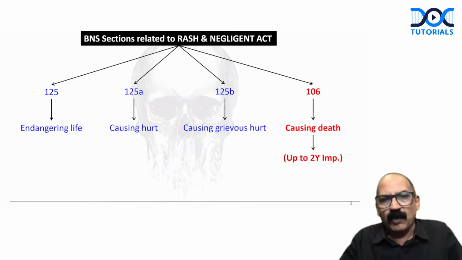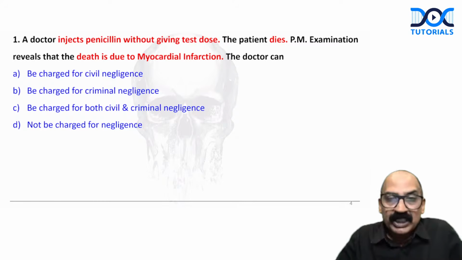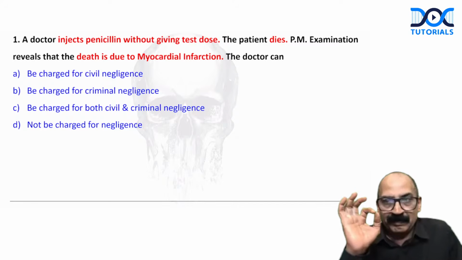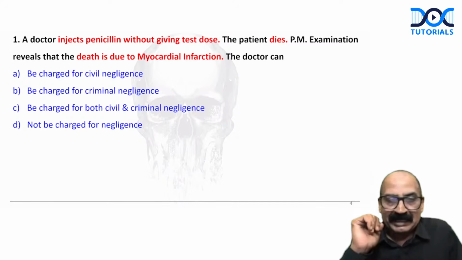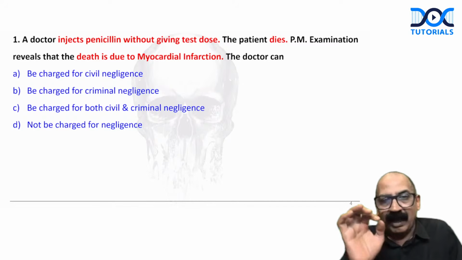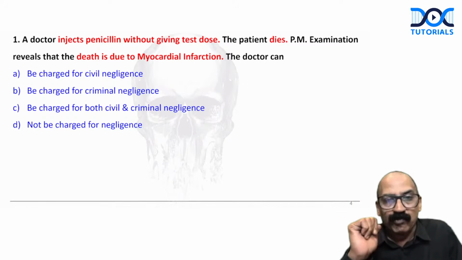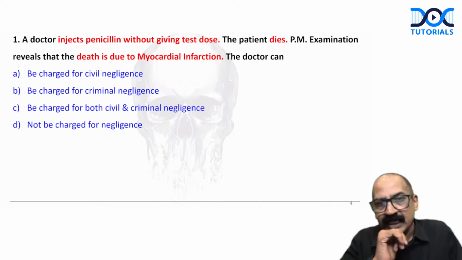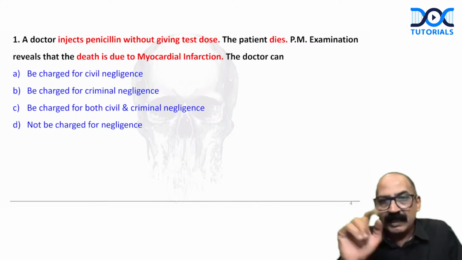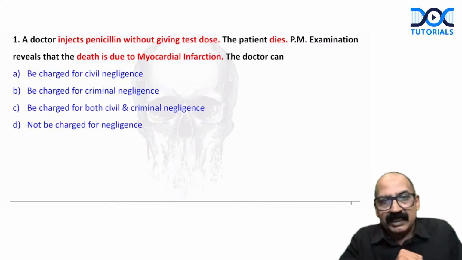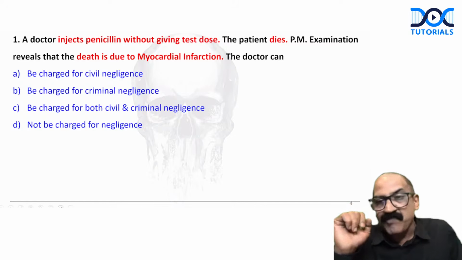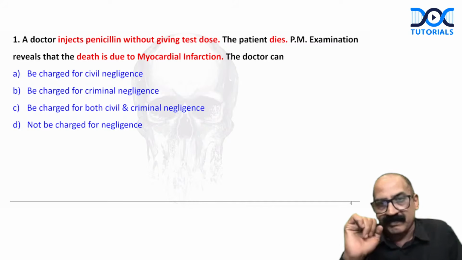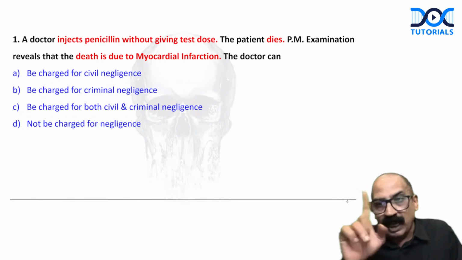Okay. Now, in this question, civil negligence means whether in case of death, the nearest kith and kin will ask for damages in a court of law. Damages means compensation. In this case, there is negligence, definitely. He injected penicillin without giving a test dose. He did not die of anaphylactic shock. If he dies of anaphylactic shock, there is direct causation. But here, he did not die of anaphylactic shock.